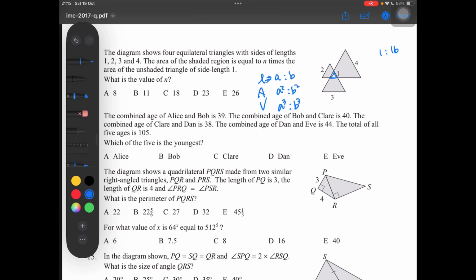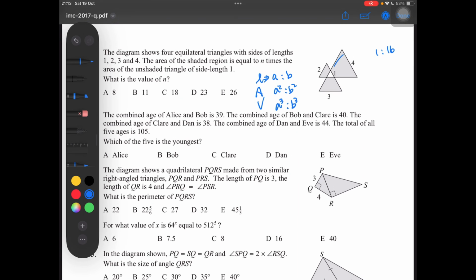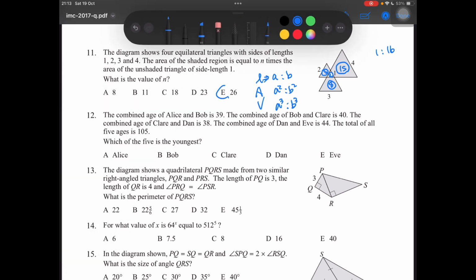So this is 1 and the larger one is 16, which means only here is 15. This is not its own area, just a ratio compared to here. If this is 1, we can say that is 15. And this is the same: 1 to 4 in terms of area, so this should be 3. And this is 1 to 9, so this should be 8. So altogether, when I add them, this shaded area is 26.